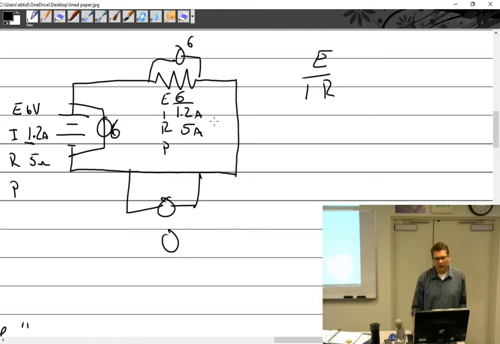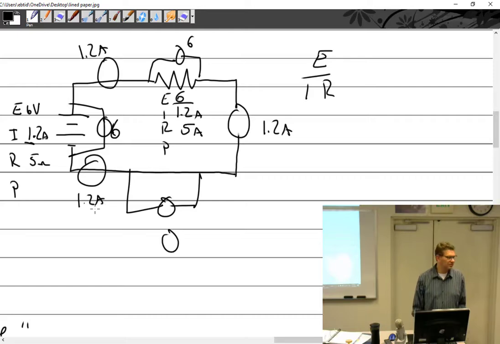All right? If I break open the circuit right here and put in an ammeter, it's going to say 1.2 amps. If I put it over here, it's going to say 1.2 amps. If I put it here, the ammeter is going to say 1.2 amps.